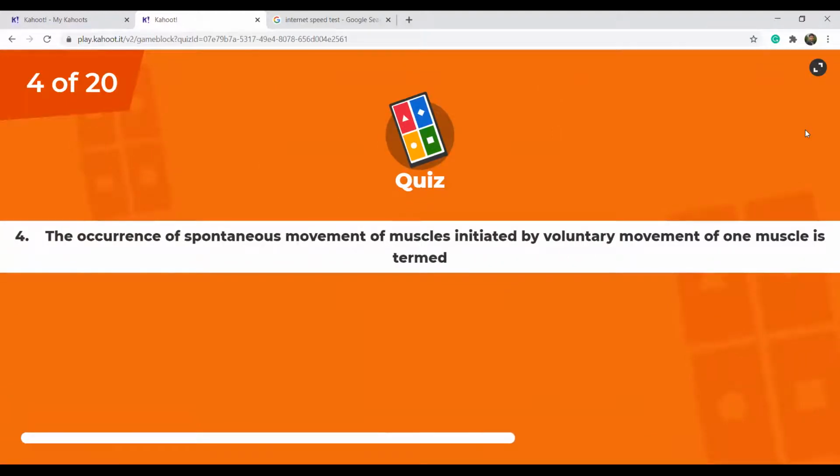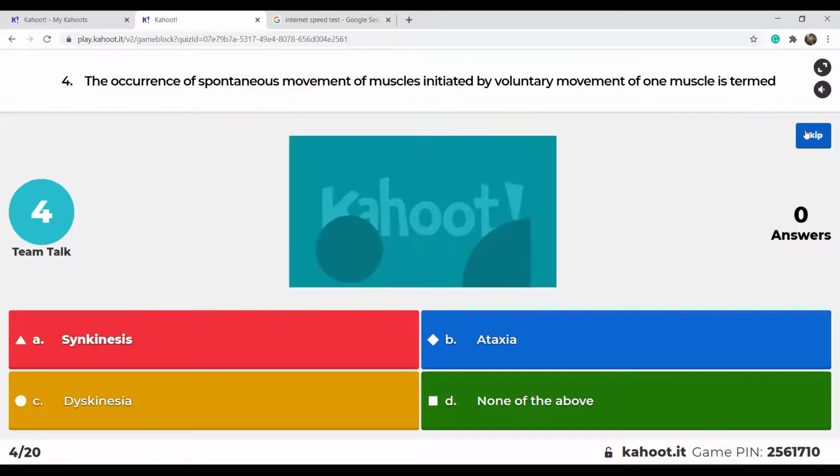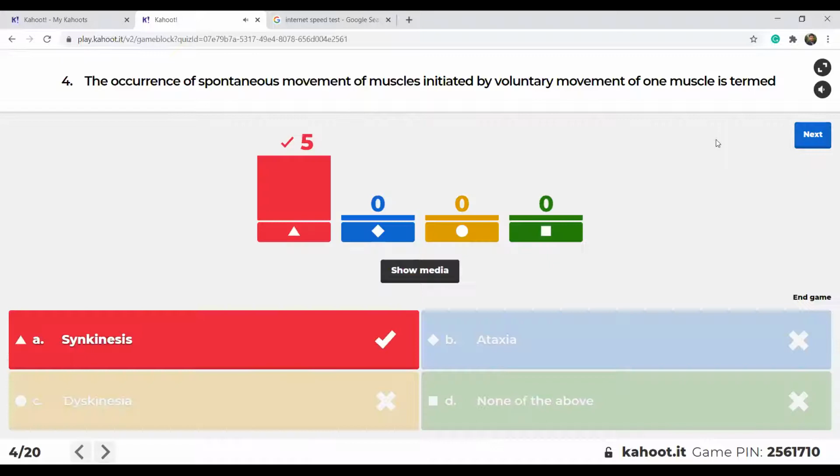The occurrence of spontaneous movement of muscles initiated by voluntary movement of one muscle is termed as synkinesis, ataxia, dyskinesia, or none of the above. It is, oh, well done. Okay, this is also called as aberrant regeneration. It occurs after injury, very common with facial nerve as a common sequel of facial palsy.